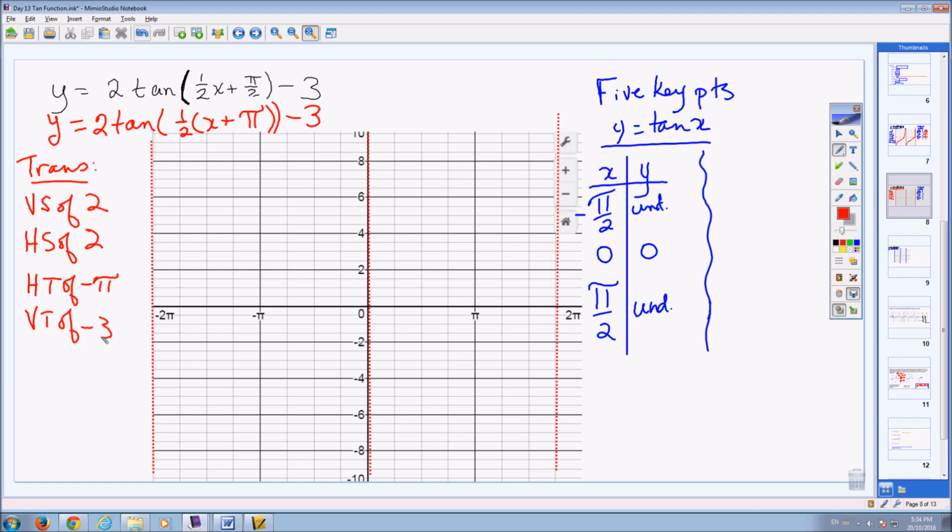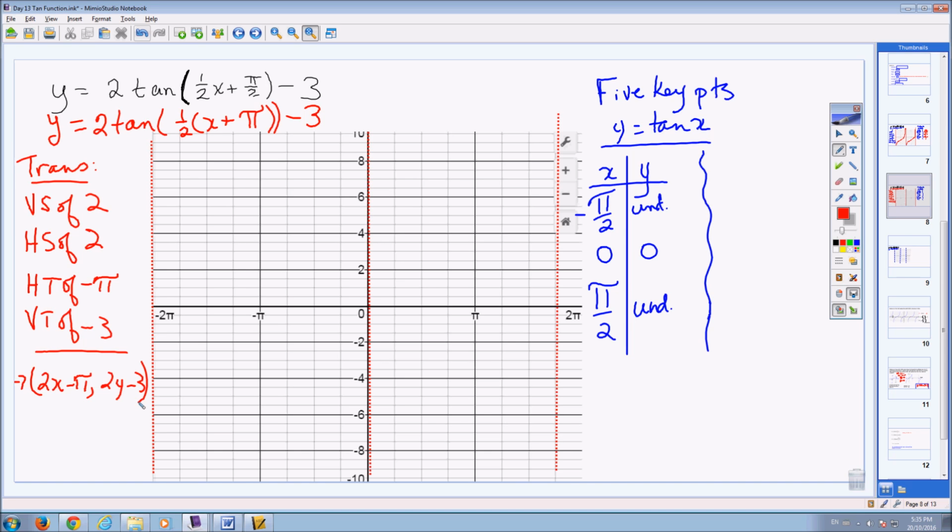That will provide us then with a mapping rule of (x, y) maps to (2x minus pi, 2y minus 3), a horizontal stretch of 2 and a vertical stretch of 2.